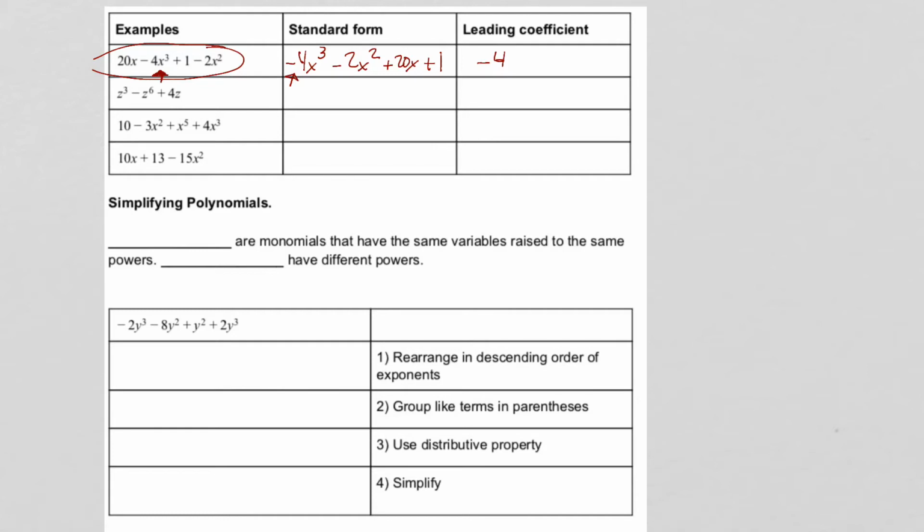So, next up, what's the largest exponent? So I'm going to list that one first in standard form, minus z to the 6. Well, after 6 is 5, and then 4, but I don't have anything to the 5 or 4 exponent power, but I do have a 3. So then this is plus z to the 3rd, and then the last one, plus 4z.